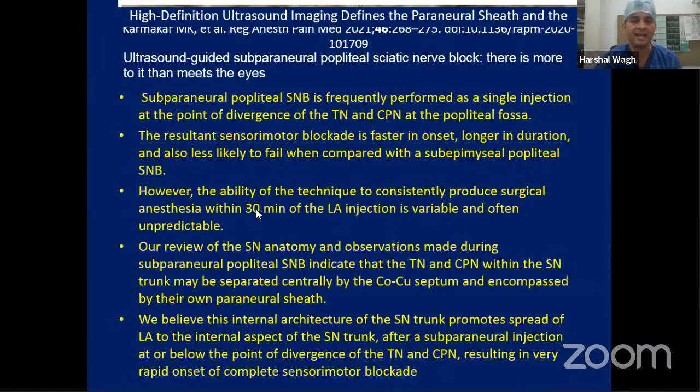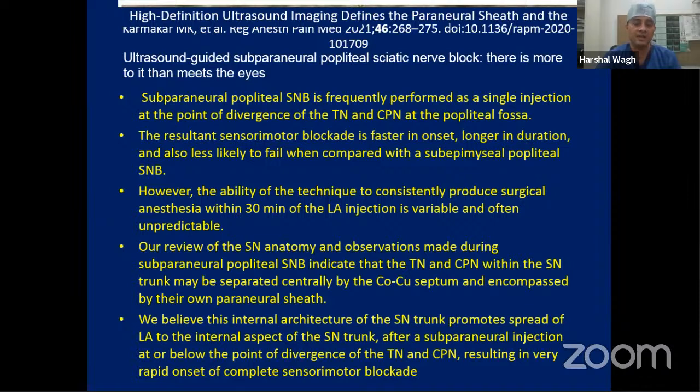Sorry, this is a busy slide, but this is more recent, from 2020-21, again by Dr. Manoj Karmakar. I'm going to go through this as it is a further update of what they said to us in 2013. A subperineural popliteal sciatic nerve block is frequently performed as a single injection at the point of divergence of the tibial nerve and the common peroneal nerve. We know that. There has been a debate about which site is best.